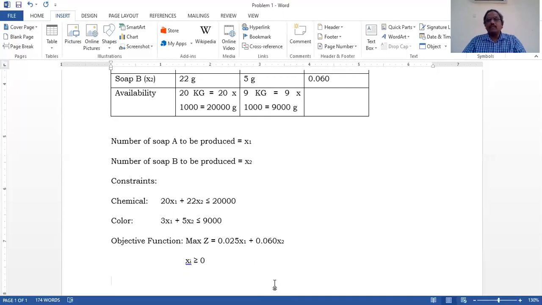To understand the idea, this is only one sample problem. In the next video, we will discuss another problem in the same chapter.